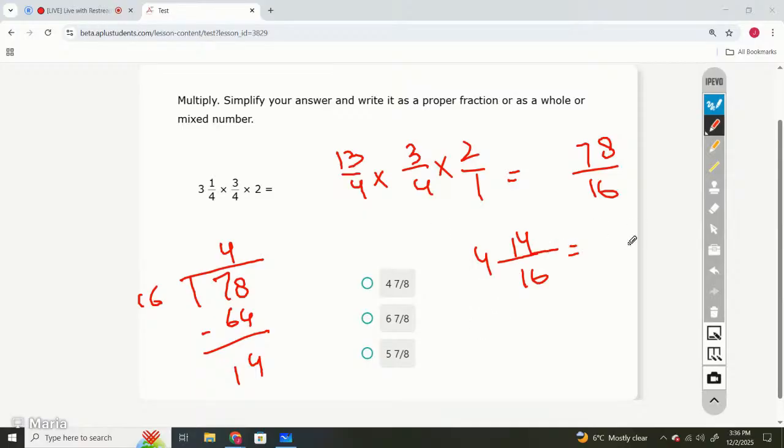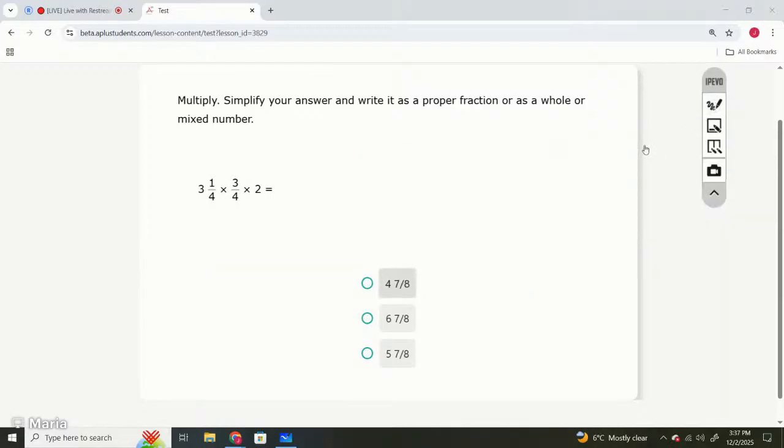So divide the fractional part by the greatest common factor. So that is 4 whole 7 over 8. Option number 1 is the correct option, that is 4 whole 7 over 8. Option number 1 is the correct option.